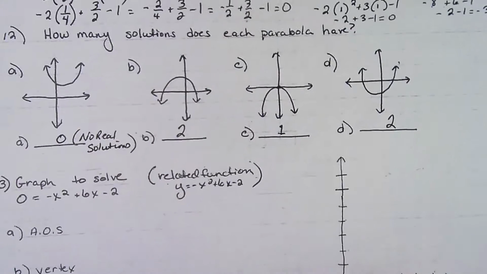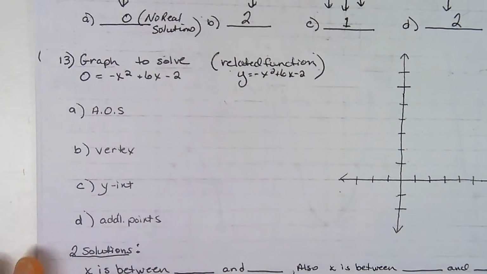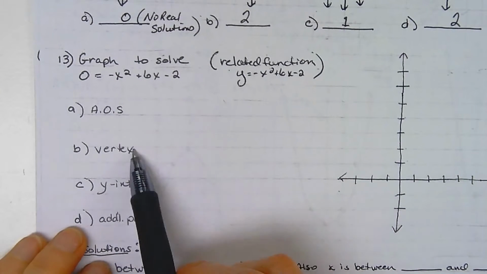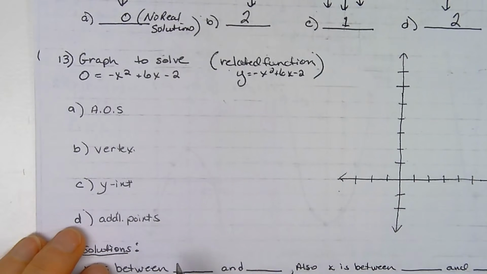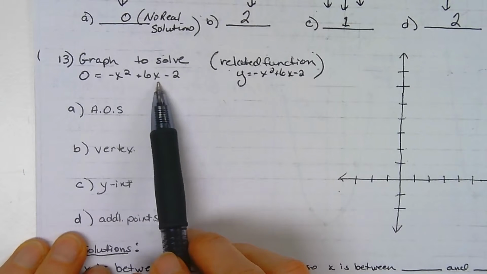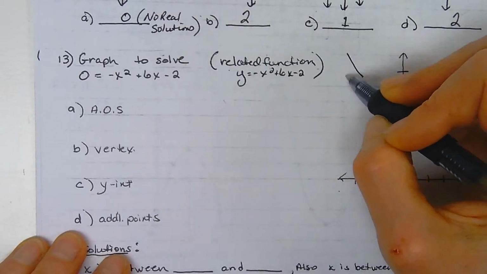So number 13 is graphing to solve. And in order to graph this, I'll need to find the axis of symmetry and vertex and y-intercept and additional points again, because this is not factorable. It is not factorable.